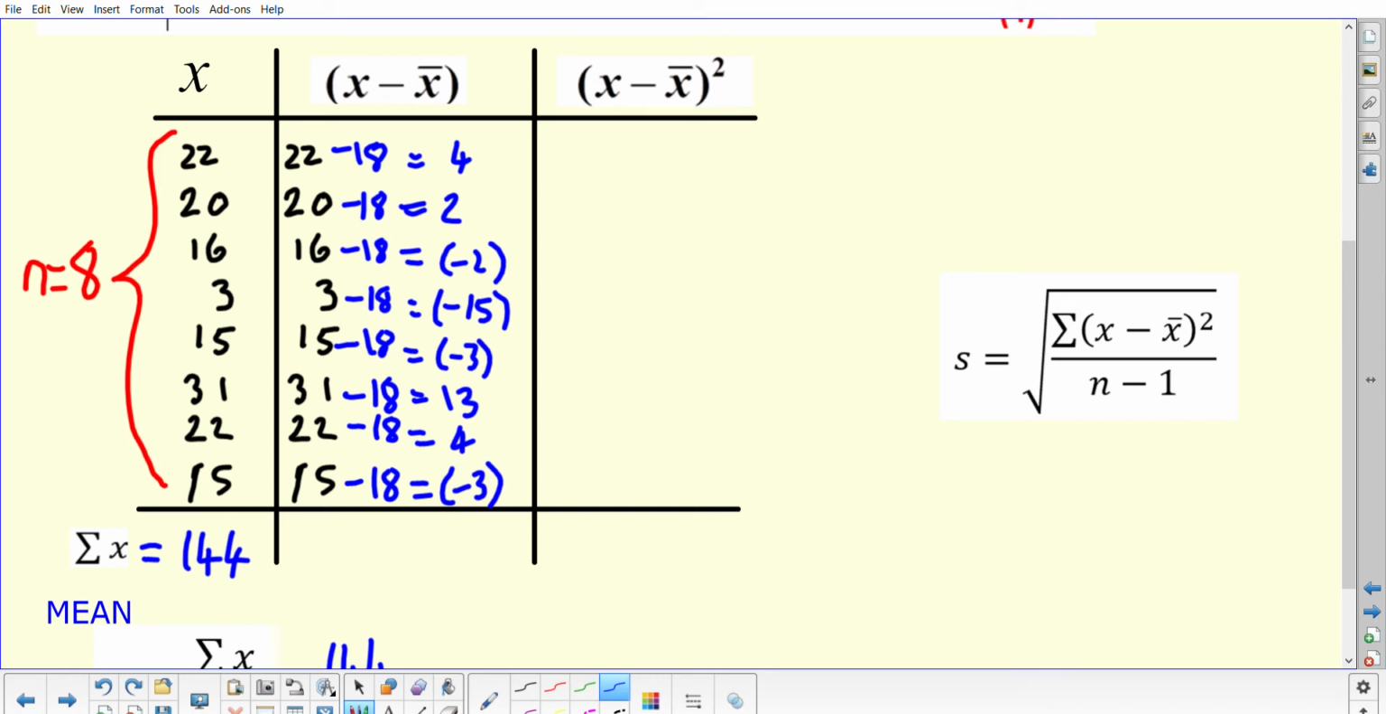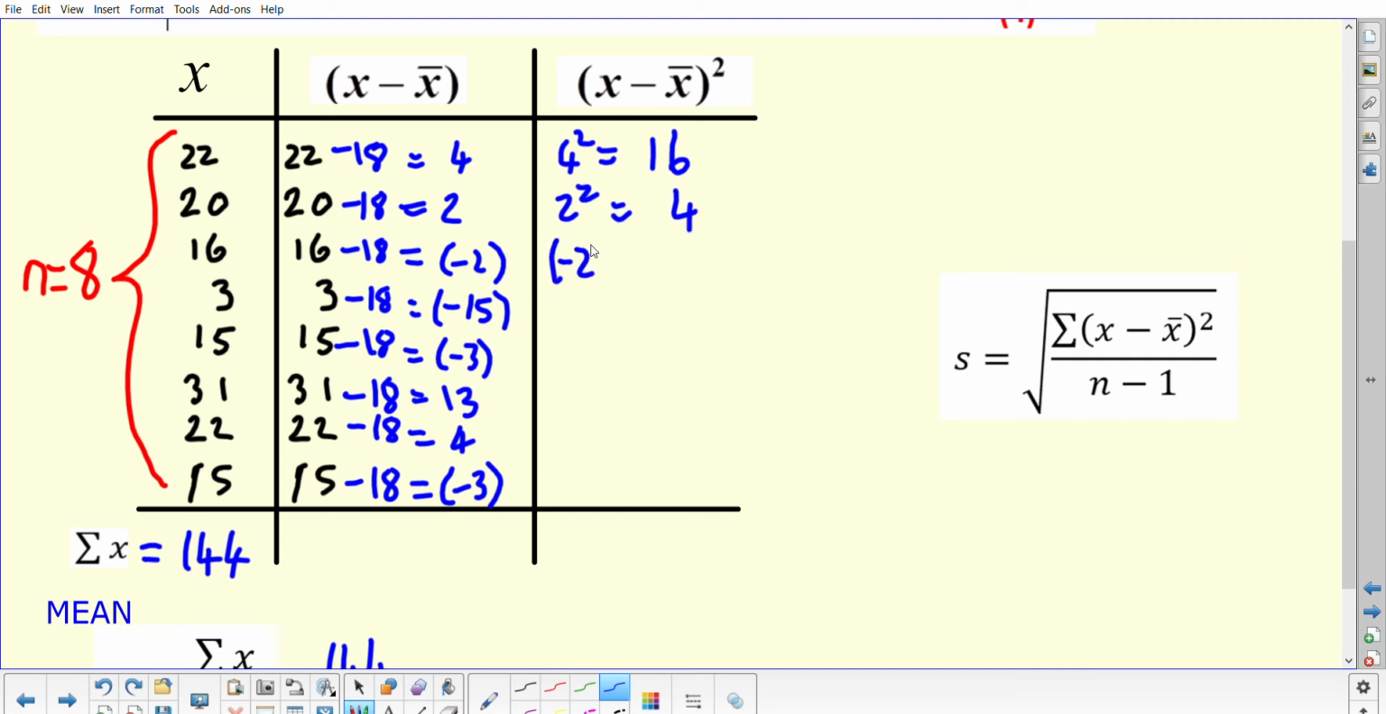So what happens with these numbers here is they now need to be squared. Now be very careful when you're squaring these numbers on the calculator. It's fine for ones that are positive, so you're going to get 16, you have 2 squared, you would have 4.